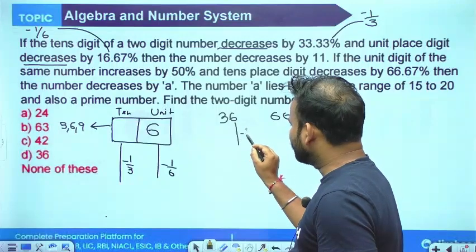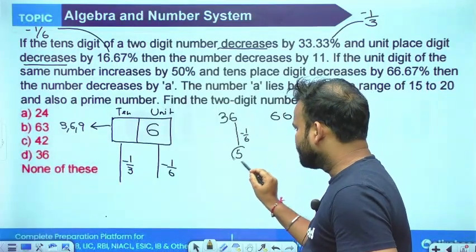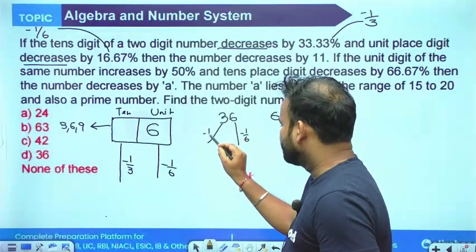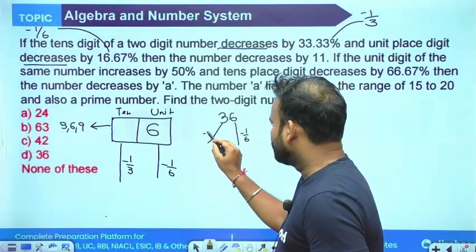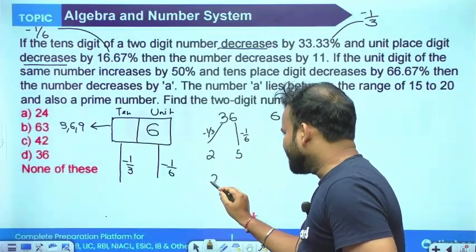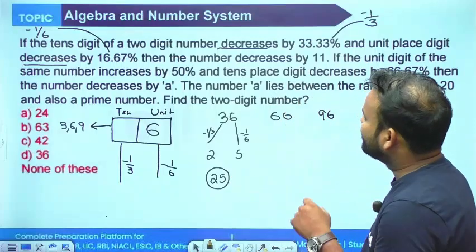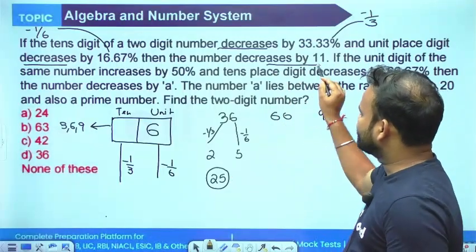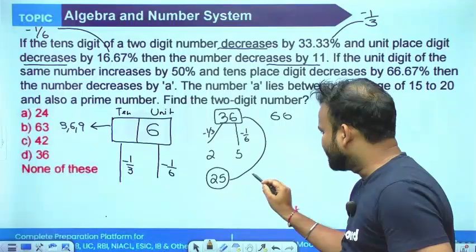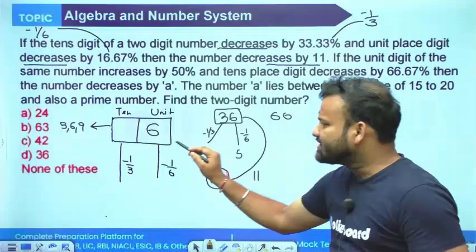1/6 of 6 is 1, so this is becoming 5. And what about this? This is reduced by 1/3. 1/3 of 3 is 1, so 3 becomes 2. So the number has become 25. The question says the number decreases by 11. So is there a decrement of 11? See, 36 and 25, the decrement is definitely 11. So this is your answer. It means the number is 36.